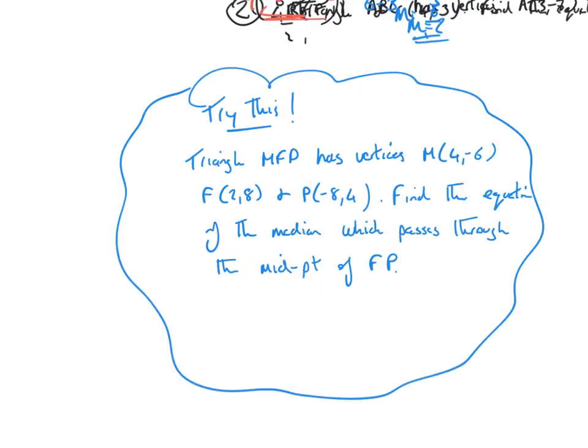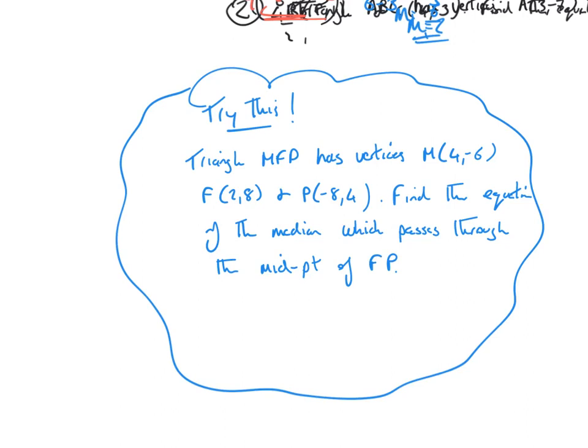Final answer. Okay, so now you're going to try one. Triangle MFP has vertices, that's corners, M (4, -6), F (2, 8), and P (-8, 4). Find the equation of the median which passes through the midpoint of FP. The first thing that I would do is definitely sketch it out, get a reasonable sketch as to what that might look like. Now, think about the median and what it does.